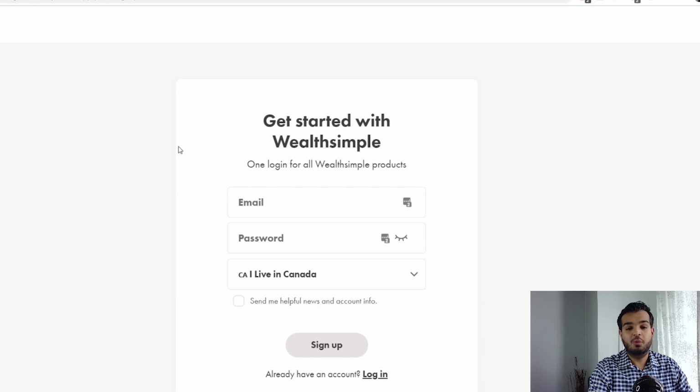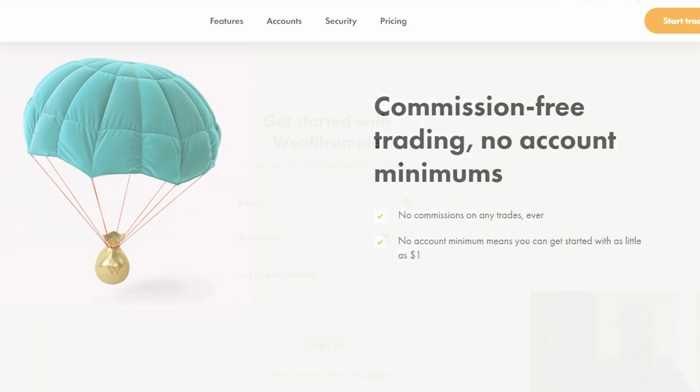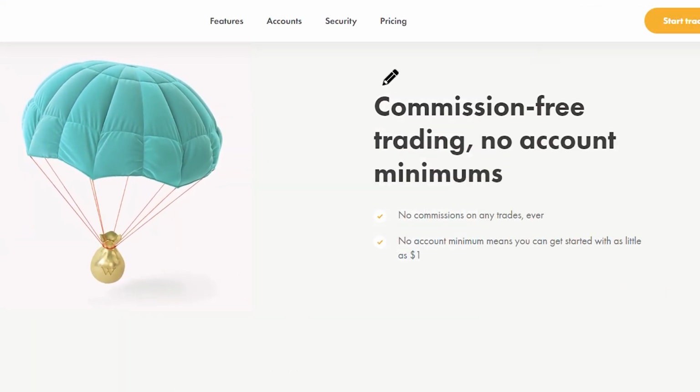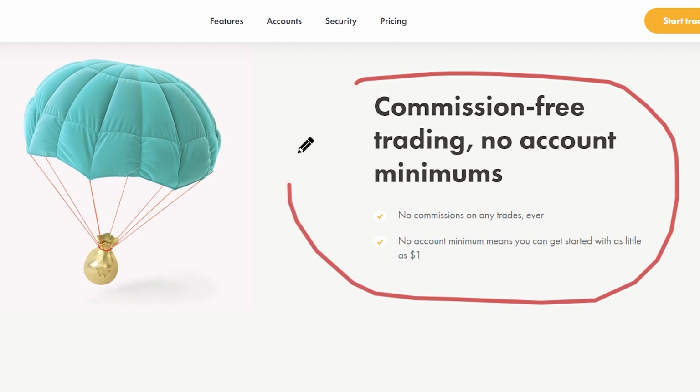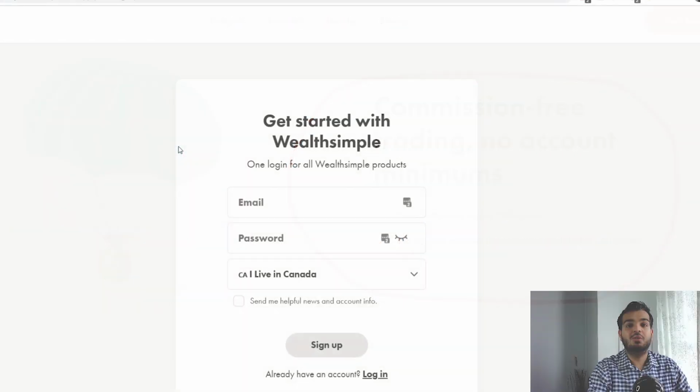What's the information you need? Well, you need to know your full name, your email address, a mailing address, a phone number, and date of birth. You'll have to know your social insurance number and your employment information. There are no account minimums and there are no fees associated with opening an account. And in order to fund the account, you'll need to link a checking or savings account with your bank.